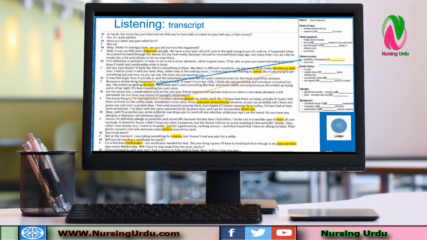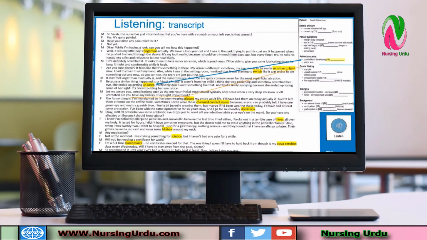The funny thing is, I'm nearsighted, so I've been wearing glasses my entire adult life. I'd have had them on today, actually, if I hadn't left them at home on the coffee table. Sometimes I even wear those coloured contact lenses because, as you can probably tell, I have one green eye and one's a greyish blue. I feel a bit juvenile wearing them, but maybe if I'd been wearing those today, I'd have had at least some protection. I've been with the same optometrist for 6 years now, and I go for 6 monthly checkups.